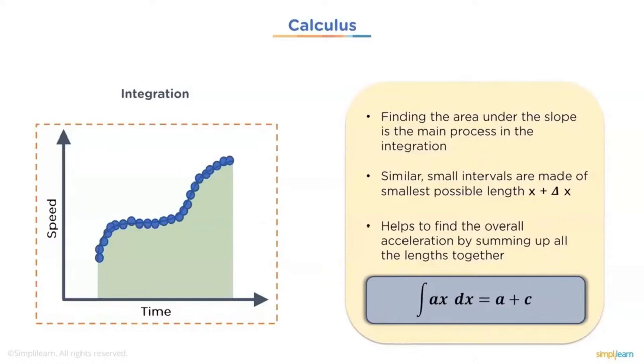So we're talking about calculus. We're finding the area under the slope is the main process in the integration. Small intervals are made of the smallest possible length of x plus delta x, where delta x approaches an infinitesimally small space. And then it helps to find the overall acceleration by summing up all the lengths together. So we're summing up all the accelerations from the beginning to the end. And so here's our integral. The integral of a(x) dx equals A plus C. That is our basic calculus here.